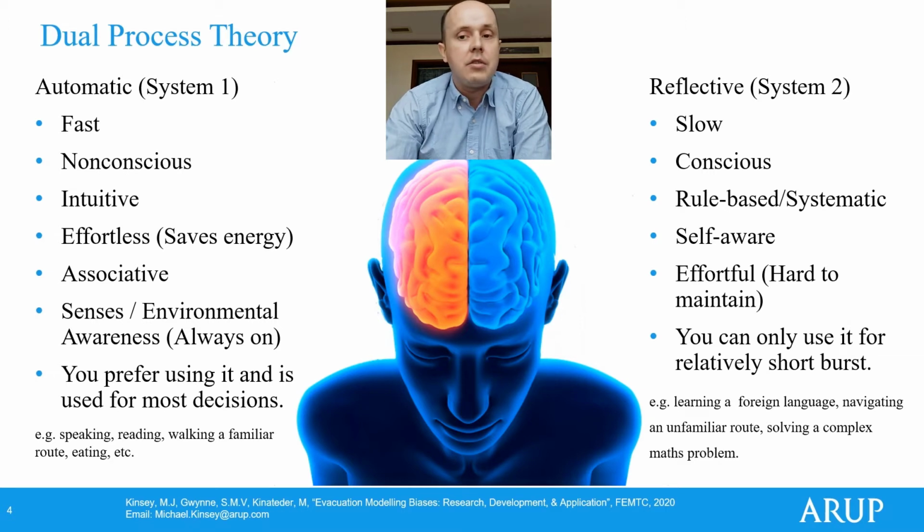The other type of system is the reflective system, and this is typically done when you have to consciously think about something. Now, typically this is slower, it's based on rules. You're aware that you're doing it, and you can only do it for short periods of time because it takes a lot of effort mentally compared to the automatic system. So for example, when you're learning a foreign language, initially you have to really focus on what the words are and perhaps the grammar, but as you gain repeat experience, you then can shift some of that into the automatic system.